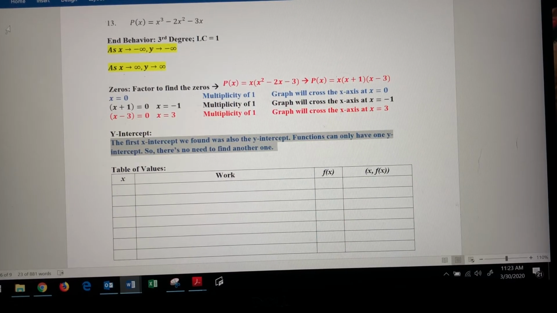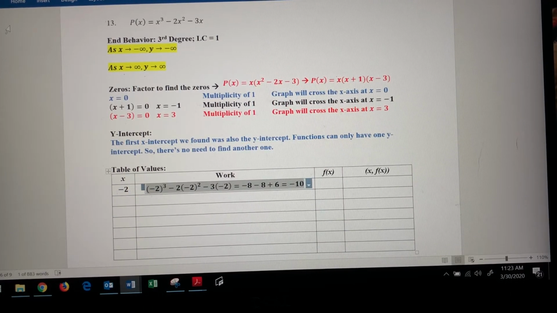So making our table of values here, we're going to go just to the left of -1. That's our smallest x-intercept, so I'm going to plug in -2. Do all the math, and that results in a -10 for my y value, or my f of x. So the point (-2, -10) will be on the graph. These extreme values outside of our intercepts you don't have to find. I just like finding those to make my graph a little more exact. Next value is going to be one of the zeros. We've already calculated that.